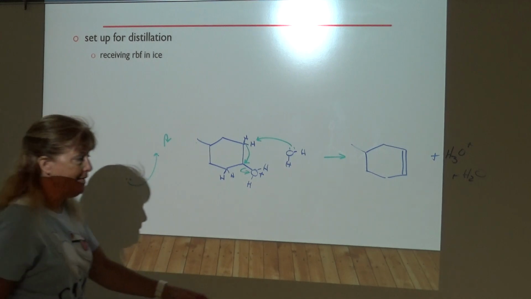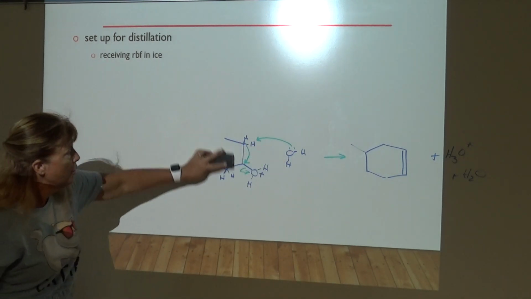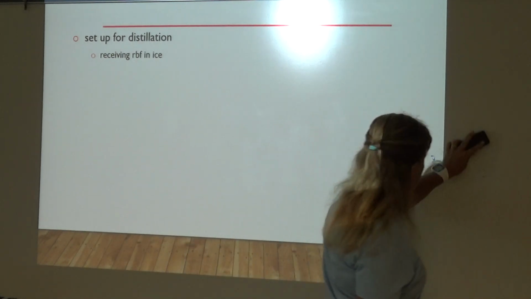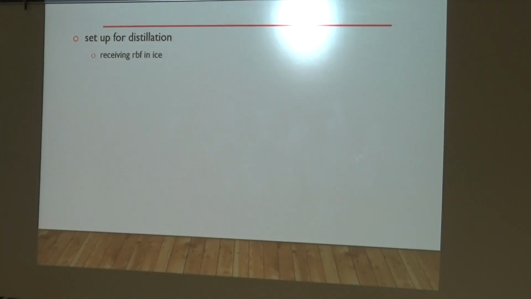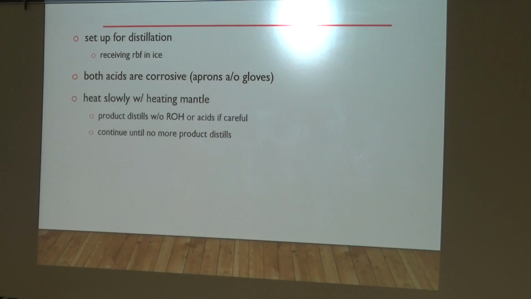Procedural notes: this reaction is set up as a distillation, as the boiling point for the alcohol is higher than that of the alkene. So as the alkene is made, it distills over. The receiving flask is put in ice to make sure to cool the alkene as it condenses. Both acids called for in the PDF are corrosive. So if you were doing this, I very strongly recommend that you wear aprons and use gloves.